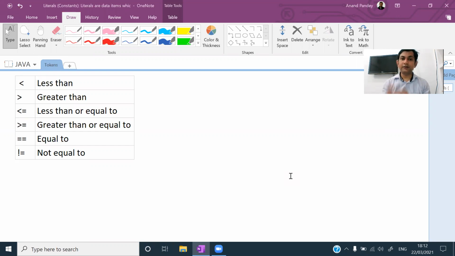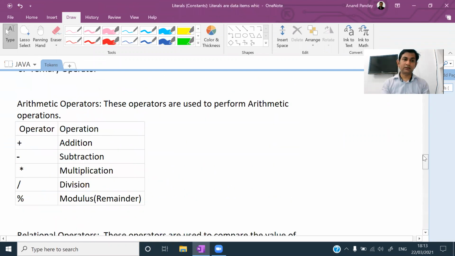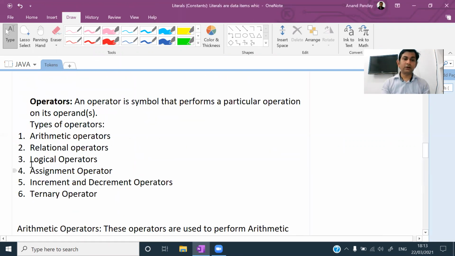In next video, I will discuss the next two operators, logical operators and assignment operators. I will discuss about these two, and in the next I will discuss the rest: increment, decrement, and ternary operator.